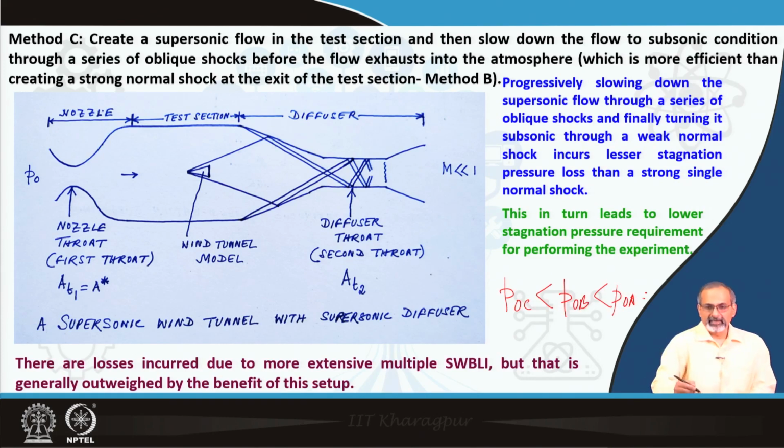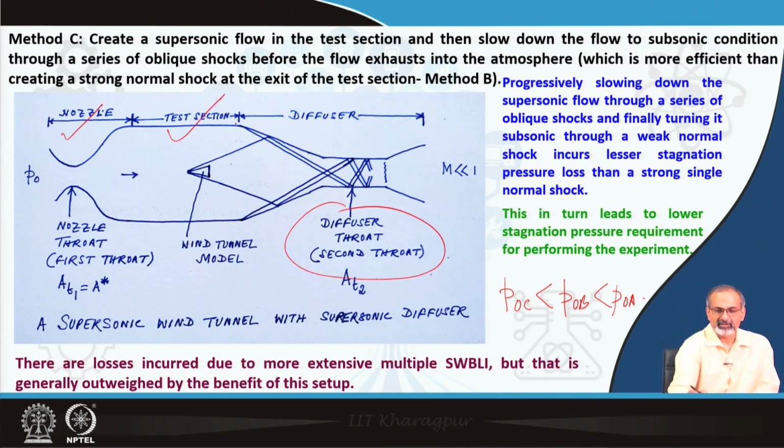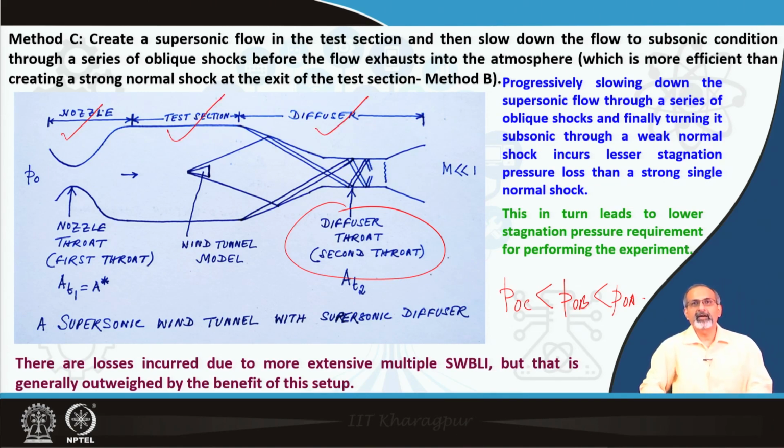This method has the constant area test section in which the wind tunnel model is placed, followed by a diffuser, which we call the diffuser second throat. You have a nozzle section here, a constant area test section here, and a diffuser section here, and we find that this kind of an arrangement will require the least amount of stagnation pressure to drive the tunnel.